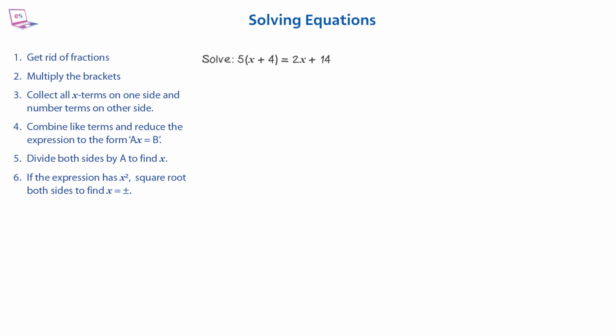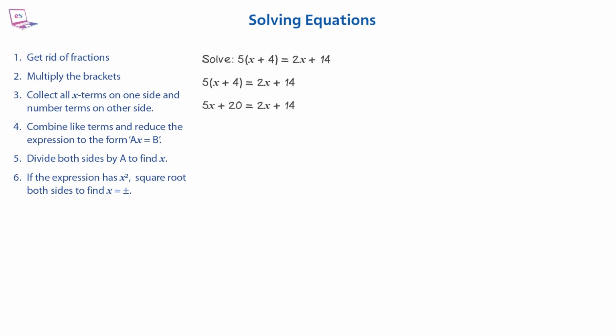In our example, there is no fraction. So, you can skip step 1 and go to step 2 of multiplying the brackets. When multiplying 5 with x plus 4, we get 5x plus 20 equals 2x plus 14.